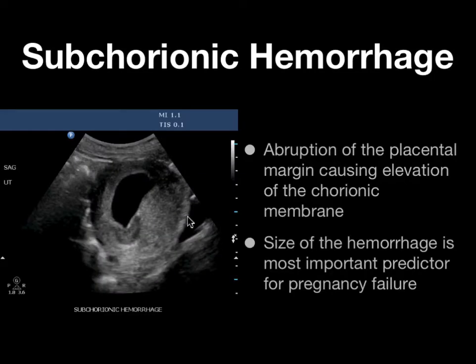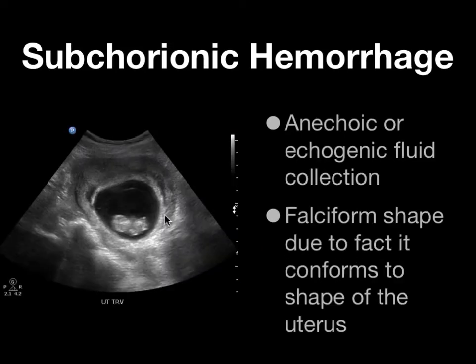Let's now look at the abnormal intrauterine pregnancy. Subchorionic hemorrhages are commonly seen. They are abruptions of the placental margin causing elevation of the chorionic membrane. The size of the hemorrhage is going to be the most important predictor for pregnancy failure. Here you can see an echogenic subchorionic hemorrhage surrounding this pregnancy. It's very small. Chorionic hemorrhages can be either anechoic or echogenic, and they usually will have a falciform shape due to the fact that it conforms to the shape of the uterus.